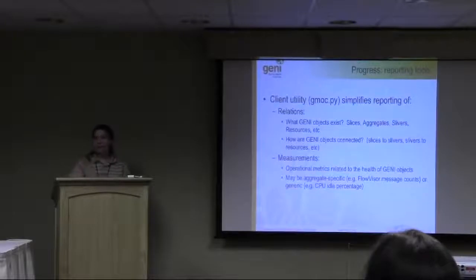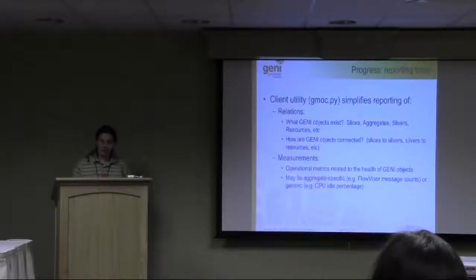So you have an aggregate object and you say, okay, that aggregate also has a CPU idle, or also has some other measurement that may say how healthy it is. And the kinds of measurements you can report can be, again, things that are kind of specialized to GENI, or things that are pretty generic to any kind of infrastructure.